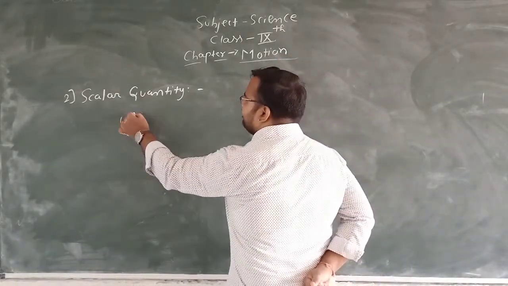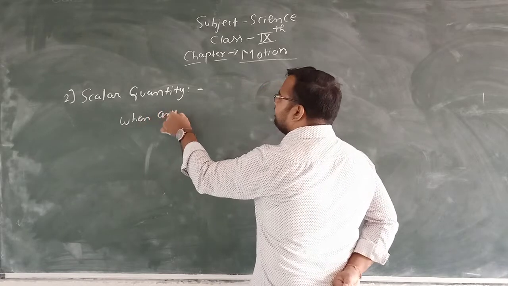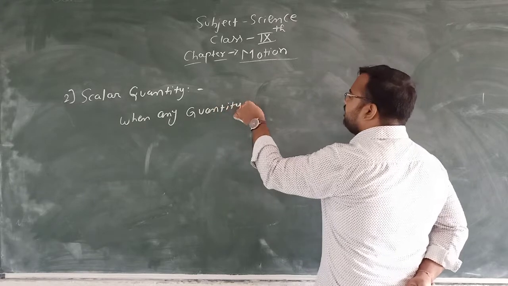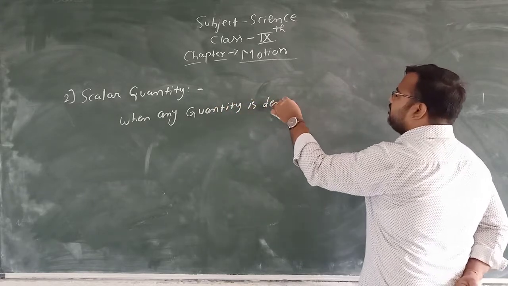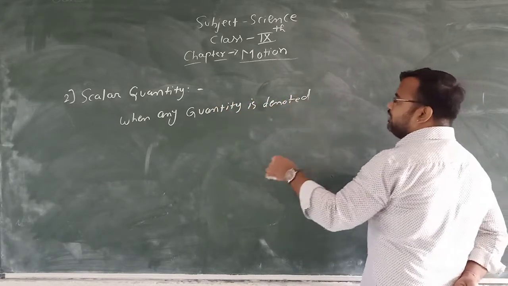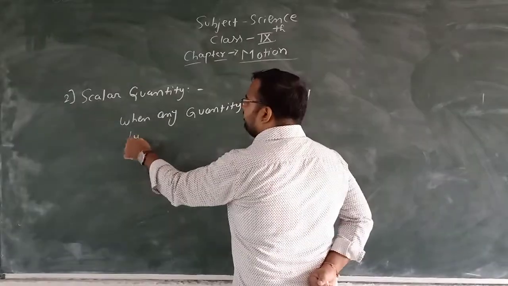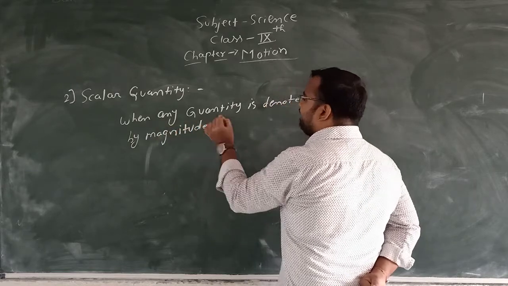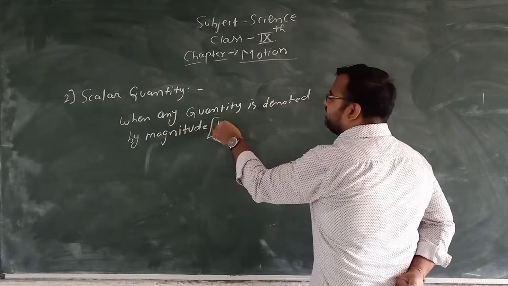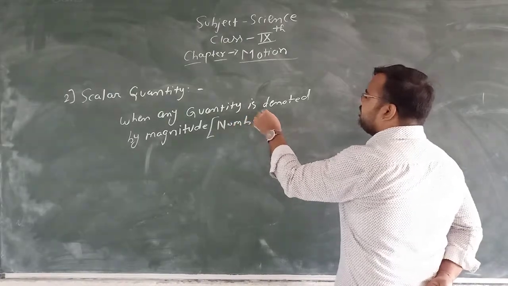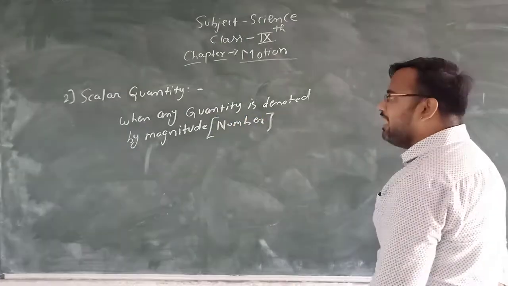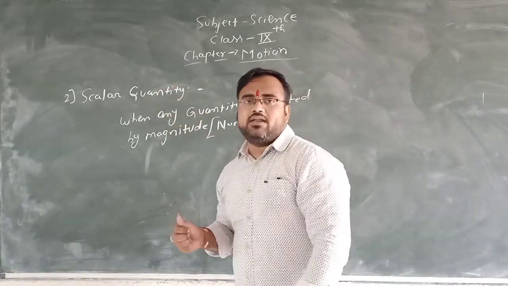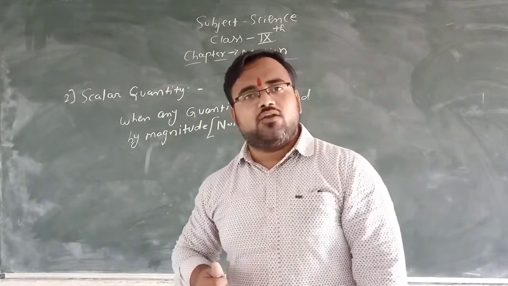So we can say when any quantity is denoted by magnitude. And what is the meaning of magnitude? We can say number. When any quantity is denoted by magnitude, okay, then that quantity is known as scalar quantity.